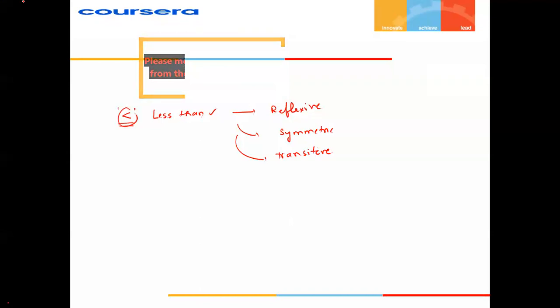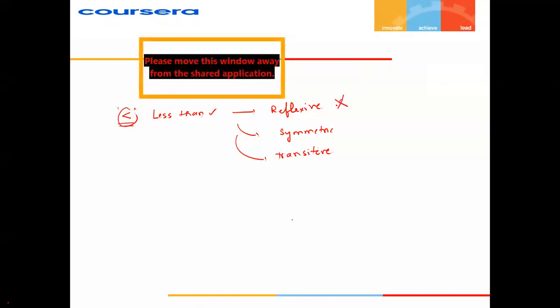I'll come to some of the queries like weightage and so on. So what is the answer for this? Reflexive and symmetric are false, right? Very good. If you take a number, it can't be less than itself. Therefore, it is not reflexive. If you take 2, we know 2 is less than 3, but 3 is not less than 2, right? 3 is more than 2. Therefore, this is not symmetric. What about transitive?